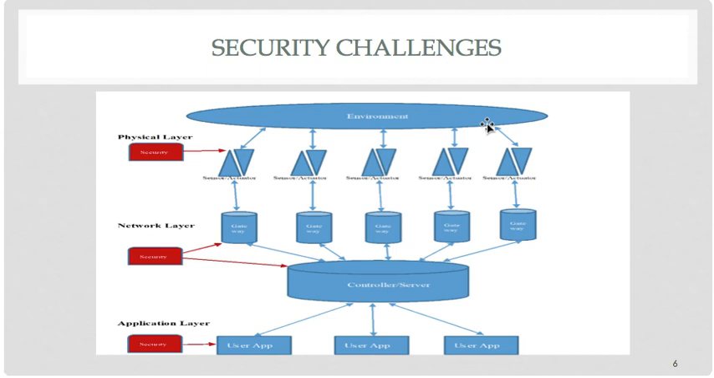Now I come to security challenges. Cyber physical systems are going through a revolutionary stage in their development and therefore face many challenges, security being one of the most important. Like classical software systems, CPS are prone to cyber attacks in all three layers: physical, network, and application layer.